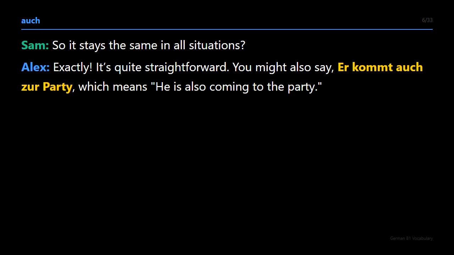Exactly. It's quite straightforward. You might also say, Er kommt auch zur Party, which means he is also coming to the party.